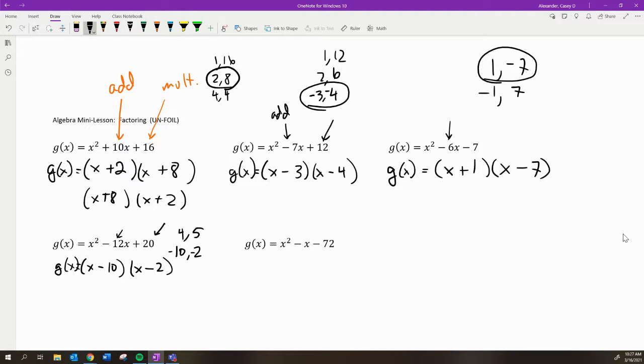And then finally, here we need -72. So I think we need to use -9 and +8, because -9 plus 8 is -1. So the answer to this one was x minus 9 times x plus 8.